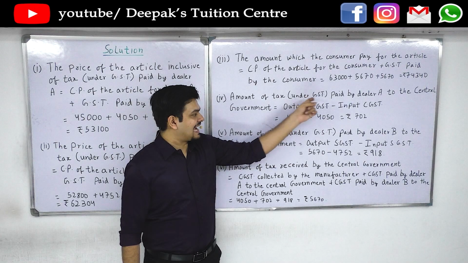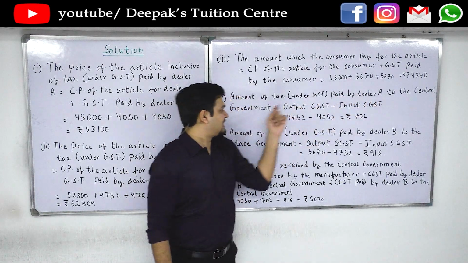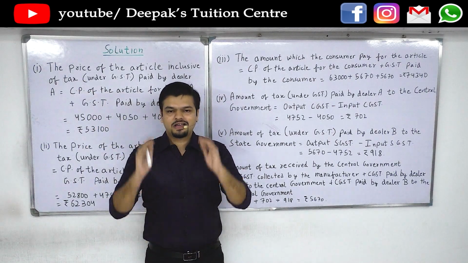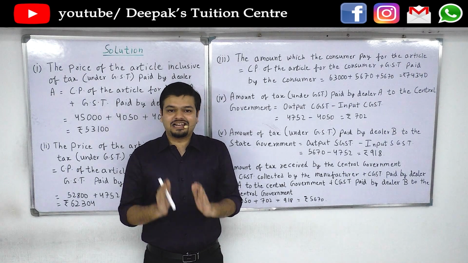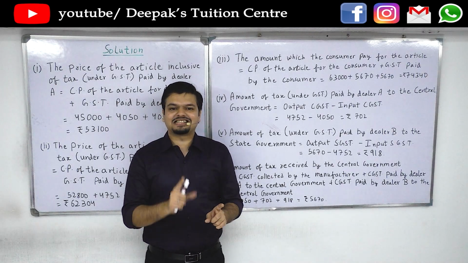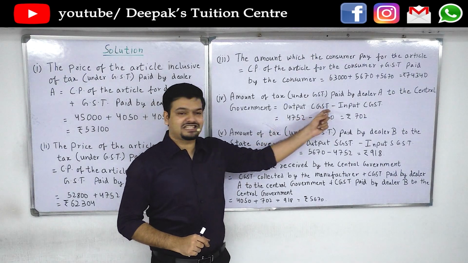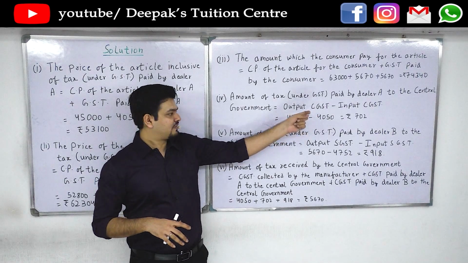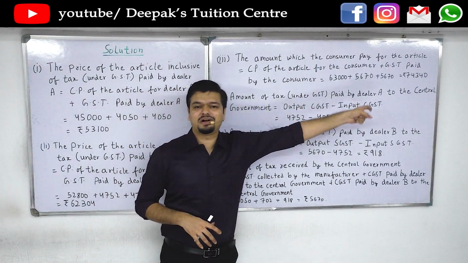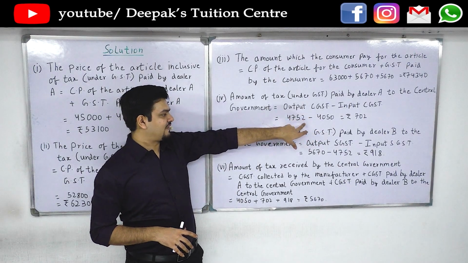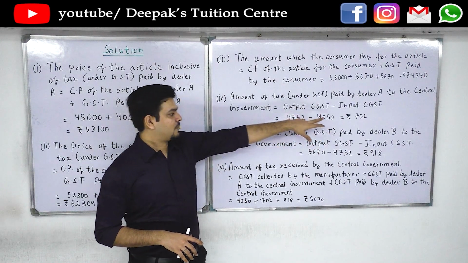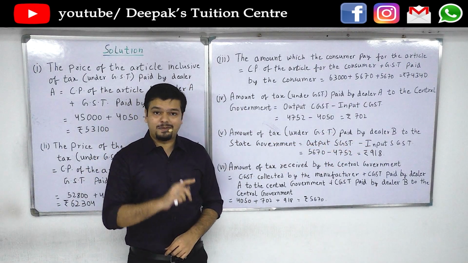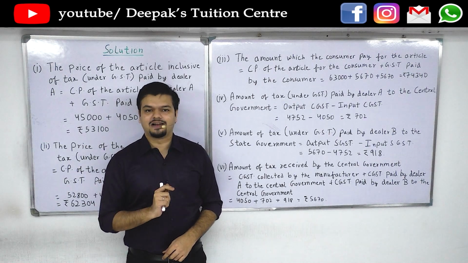Next question, the amount of tax under GST paid by dealer A to the central government. Whenever we are asking what a certain person has paid to the central government, you always need to think: central government only receives the difference between the output tax and the input tax. So therefore, output CGST minus input CGST, because it is for central government. Had it been the state government, it would have been output SGST minus input SGST. So therefore, 4752 minus 4050, that is rupees 702, was paid by dealer A to central government. The same amount was paid by dealer A to the state government as well.